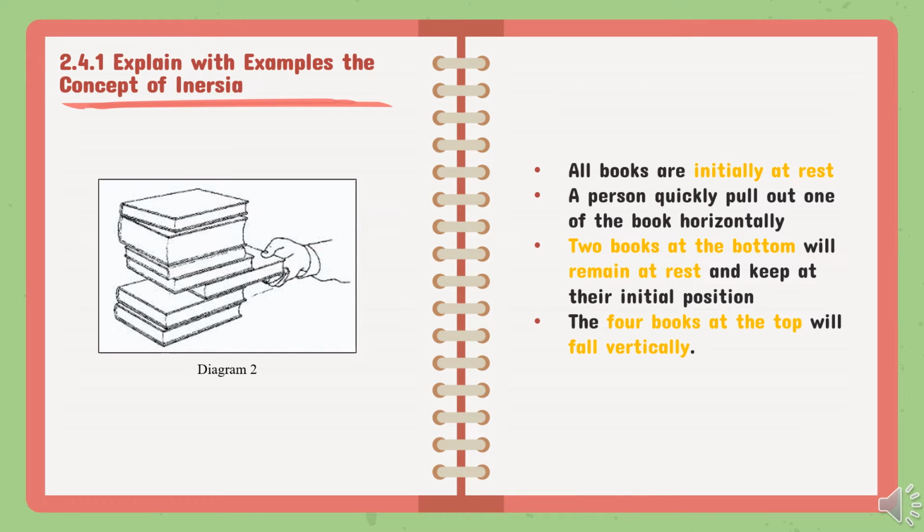Now, let's move to the second example. As you can see in diagram 2, there is a stack of books, and all of the books are initially at rest. Then, a person quickly pulls out one of the books horizontally. As a result, two books at the bottom will remain at rest and keep their initial position. Meanwhile, the four books at the top will fall vertically.